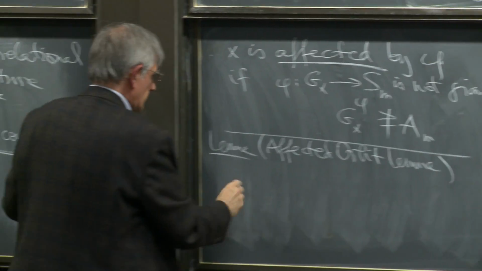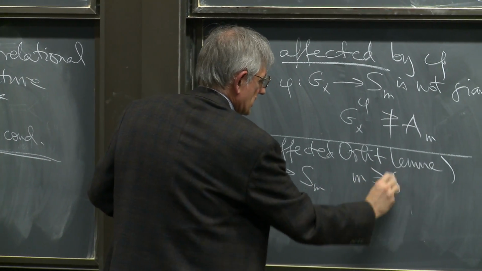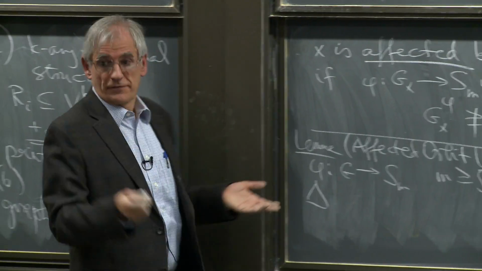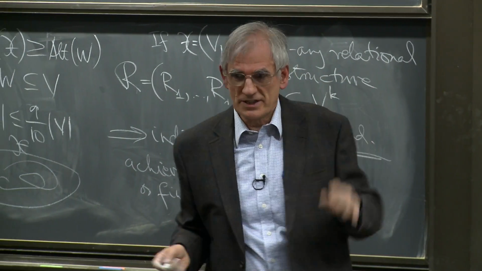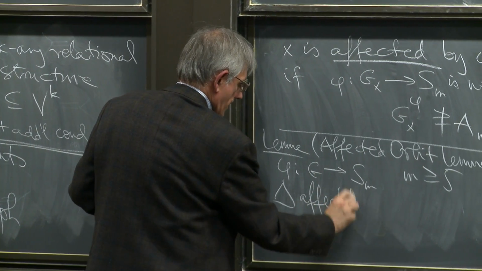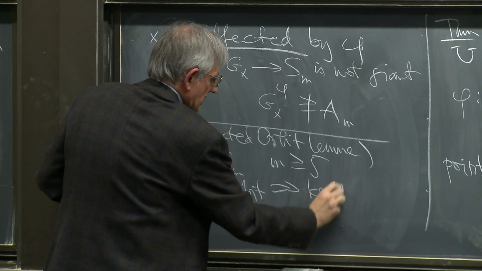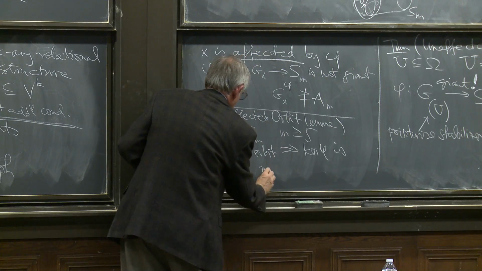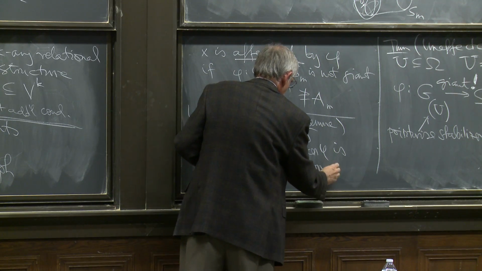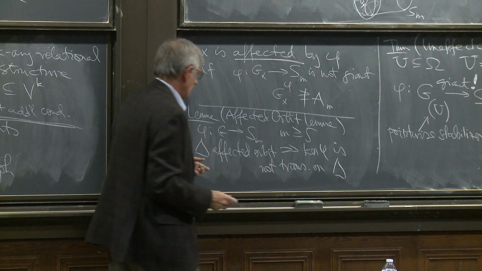Here I don't have this condition. I have the same thing, but all I am assuming is that m is at least 5. And then if I look at an orbit, affected orbit means all of its elements are affected. So if delta is an affected orbit, then curl phi is not transitive on delta. Okay? So what does it mean transitive?